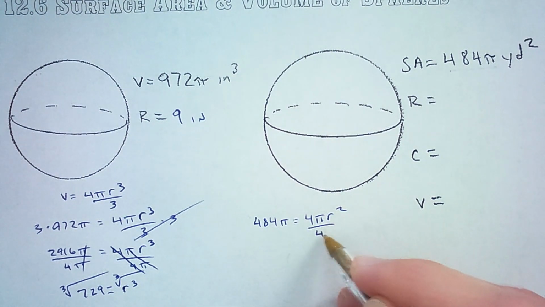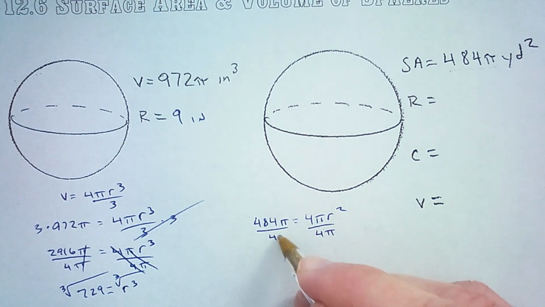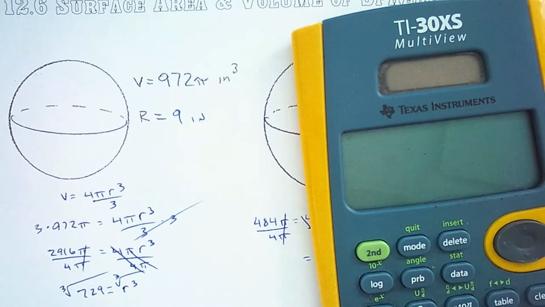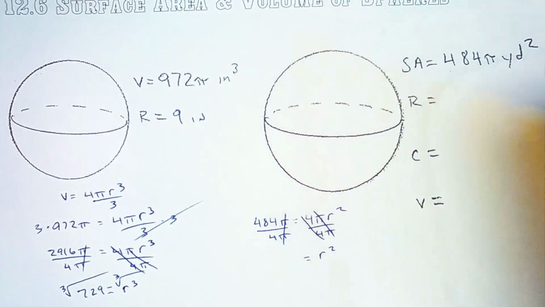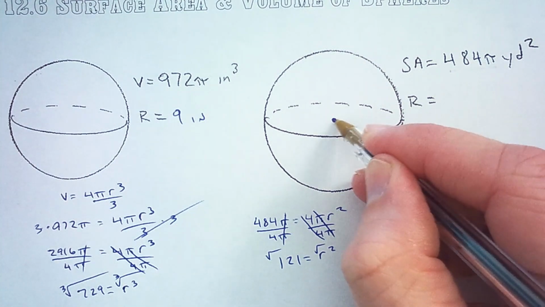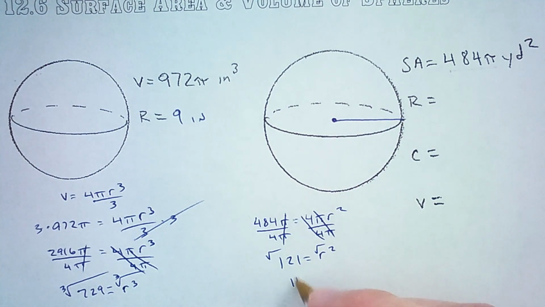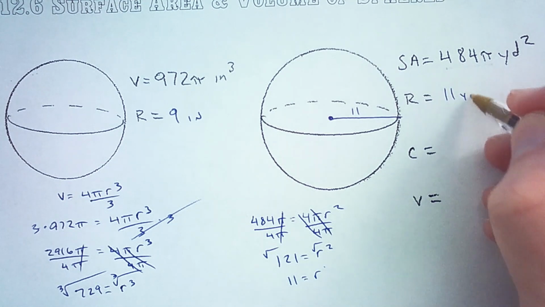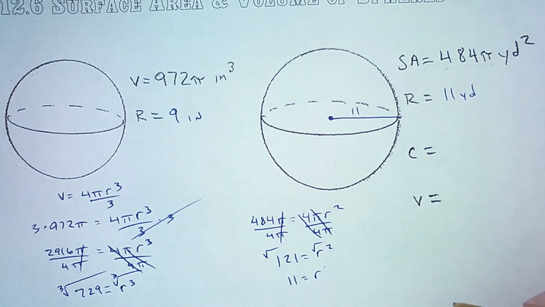Okay, then we can divide both sides by 4 pi to cancel these out, and we get r squared equals, now these pi's also cancel, so we have 484 divided by 4, which is 121. And then the square root will get us the radius. All we need is the positive square root, and the square root of 121 is 11. So the radius is 11, and that's in yards, 11 yards.